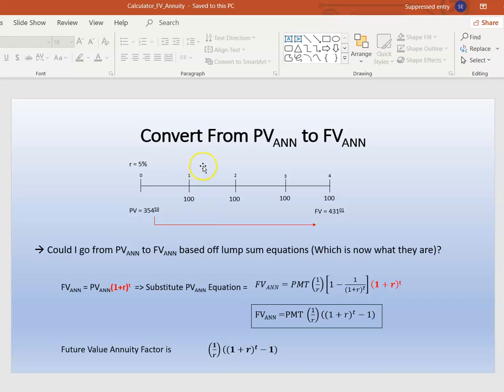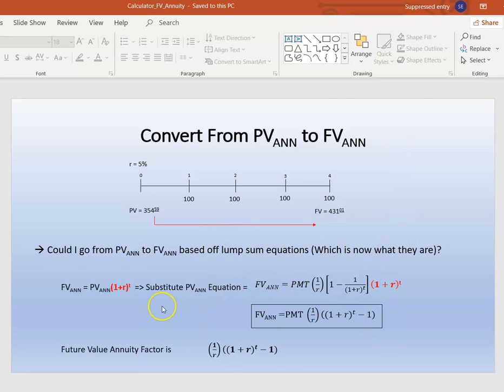In fact, we have an intuitive explanation for this coincidence. If you have $354 today and you wait for 4 periods to have this future value, it will be $431. So we find an alternative way to calculate the future value of an annuity.